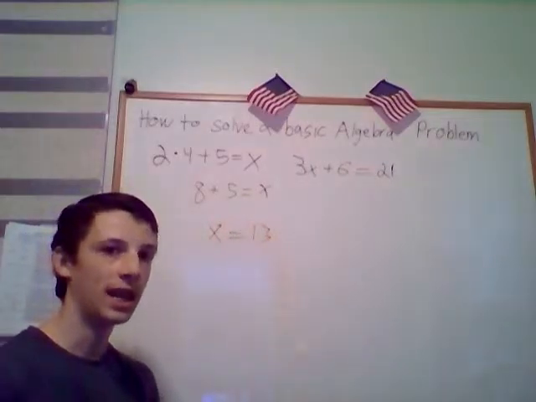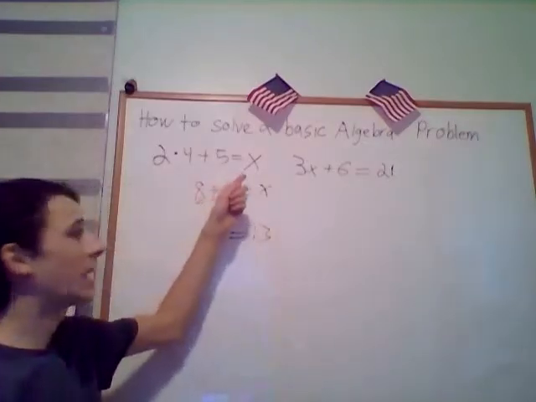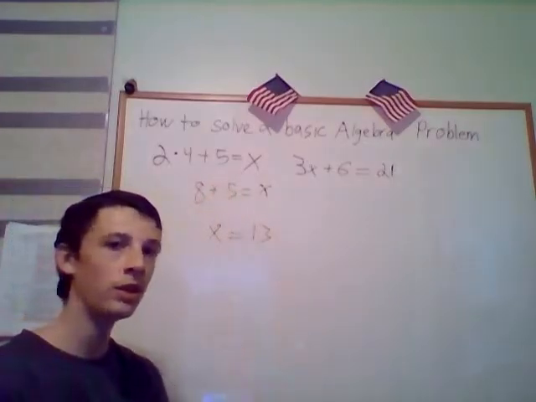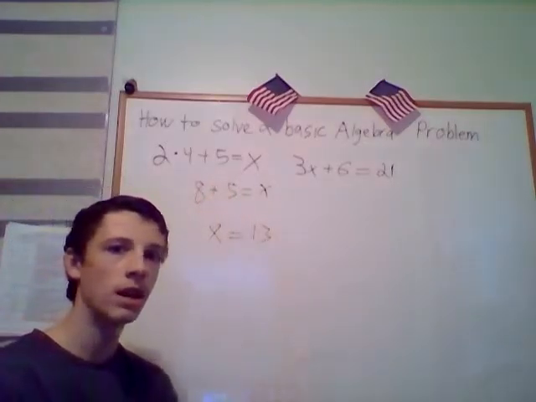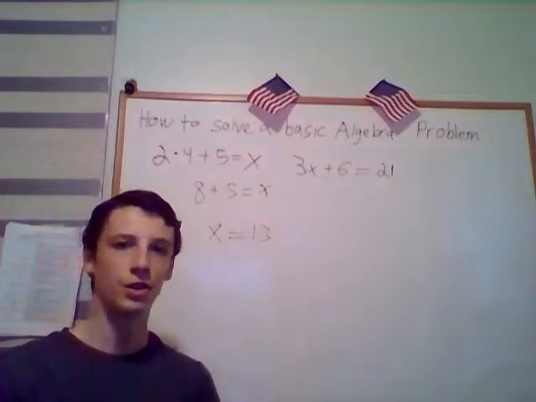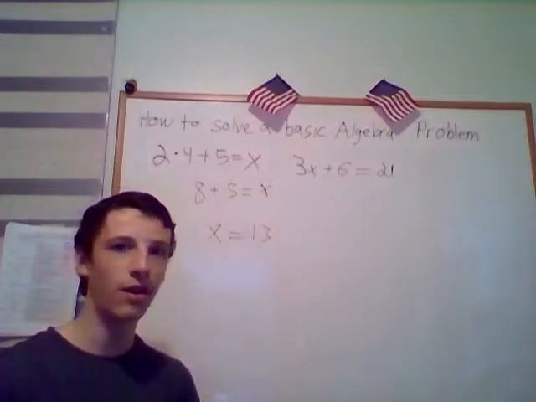13. And you can check that if you want. If you want to substitute x for 13 in the original equation, you'll find that 2 times 4 equals 8. 8 plus 5 is 13. That is a true equation. So that's how you solve that.